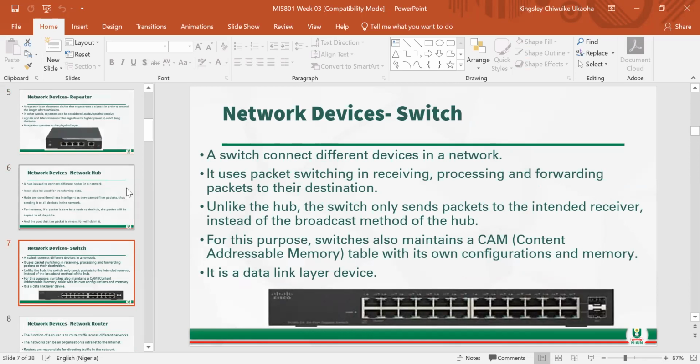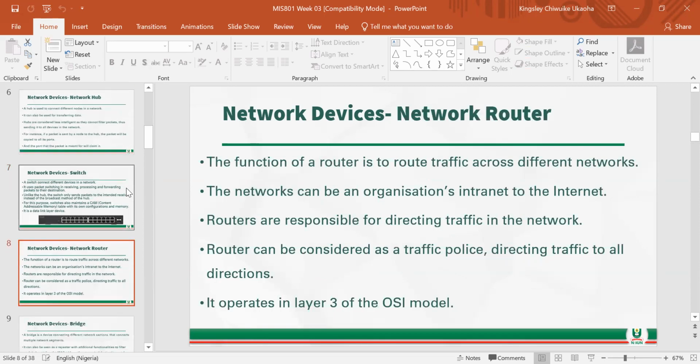The next one is the switch. A switch connects different devices in a network. It uses packet switching in receiving, processing, and forwarding packets to their destination. Unlike the hub, the switch only sends packets to the intended receiver instead of the broadcast method of the hub. For this purpose, switches also maintain a content addressable memory, that is CAM, content addressable memory table, with its own configuration and memory. It is a data link layer device.